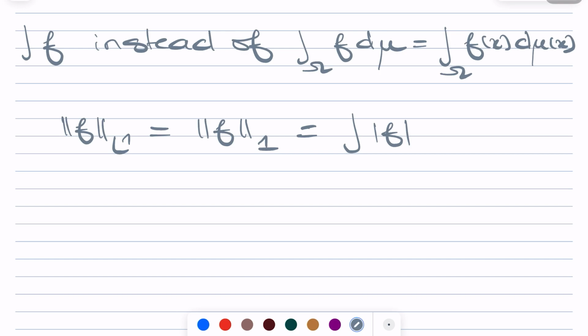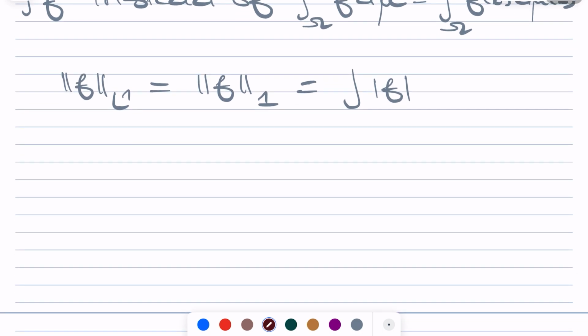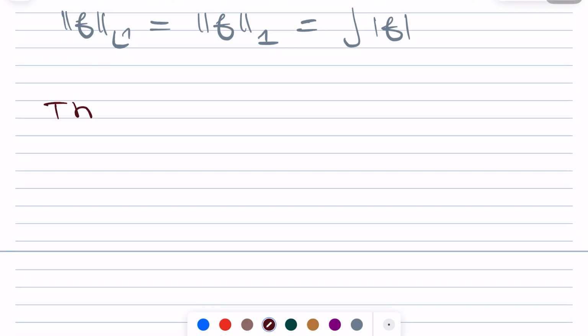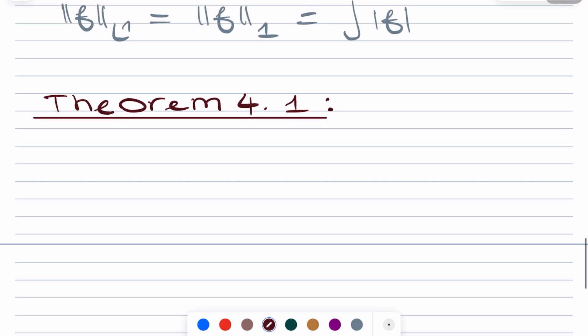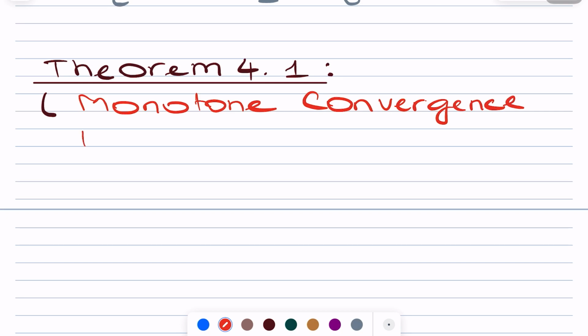Okay, so I think we have everything to state our first theorem. Theorem 4.1. This is the monotone convergence theorem, also known as the Beppo-Levi theorem.